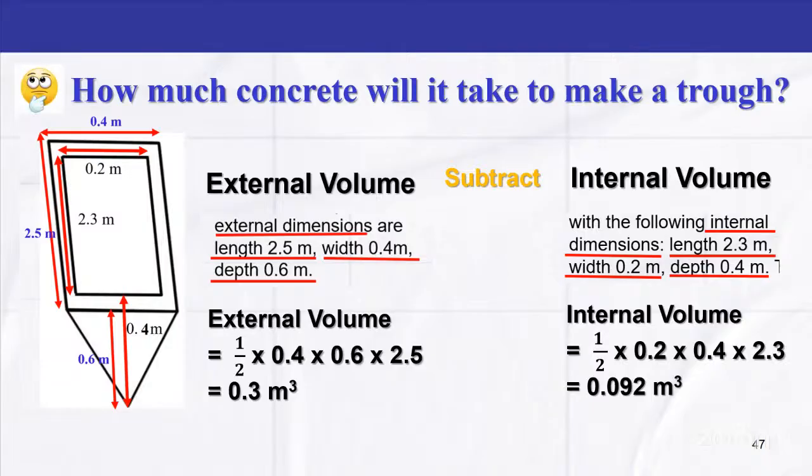So can you share with me then, what is the volume of concrete that we're going to need to pour into that trough? Work that out and give me your answer. You can type your answer in the chat. So we know our internal volume. We also know our external volume, and we are going to be subtracting our internal volume from our external volume in order to be able to find out the volume of concrete that we will need to make the trough using the mold that we have.